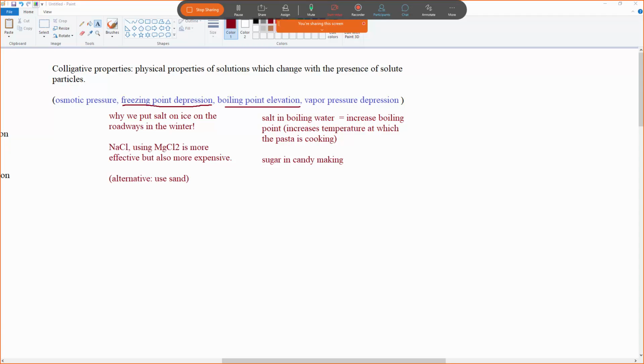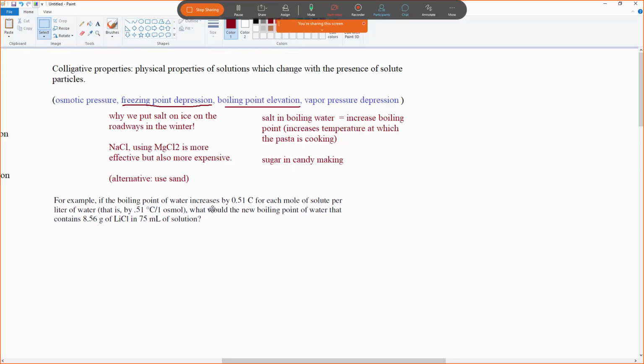All right, so I've got a question here. We're going to go through this practice problem. If the boiling point of water increases by 0.51 degrees Celsius for each mole of solute per liter of water, so this is your little formula here, what would the new boiling point be of water that contains 8.56 grams of lithium chloride in 75 milliliters of solution?